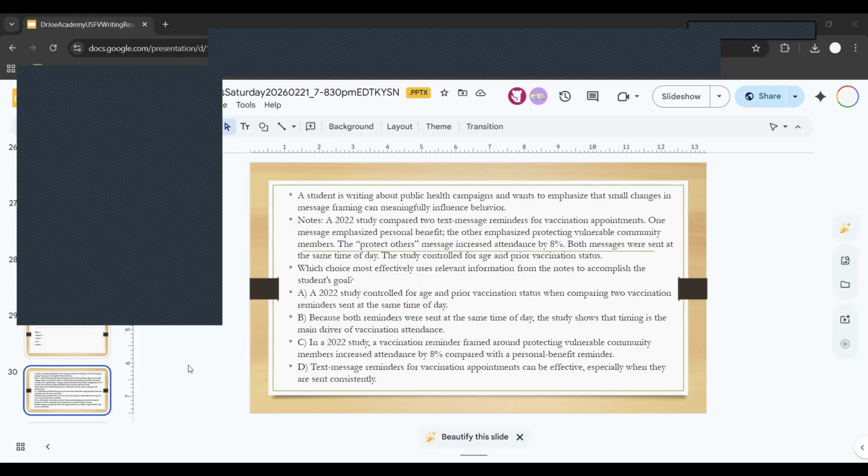A student is writing about public health campaigns and wants to emphasize that small changes in message framing can meaningfully influence behavior. A 2022 study compared two text message reminders for vaccination appointments. One message emphasized personal benefit, the other emphasized protecting vulnerable community members. The Protect Others message increased attendance by 8%. Both messages were sent at the same time of day. The study controlled for age and prior vaccination status. Which choice most effectively uses relevant information from the notes to accomplish the student's goal?